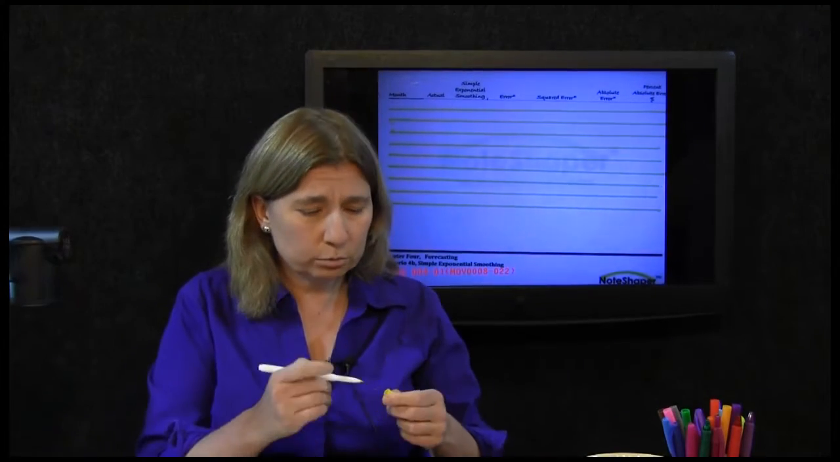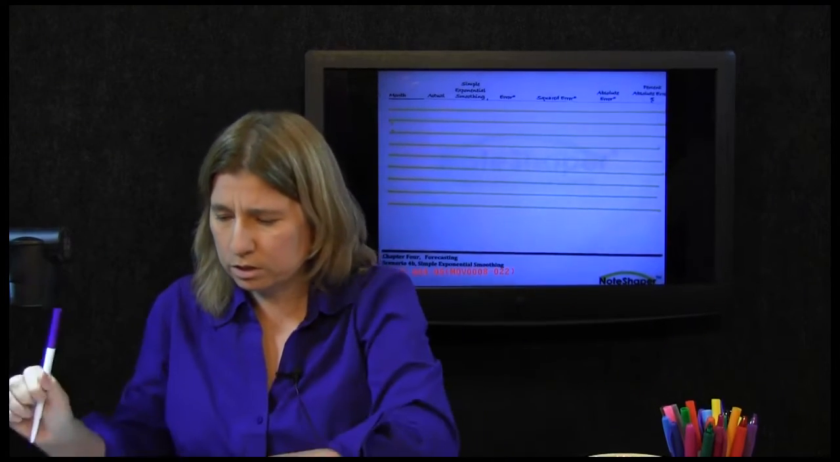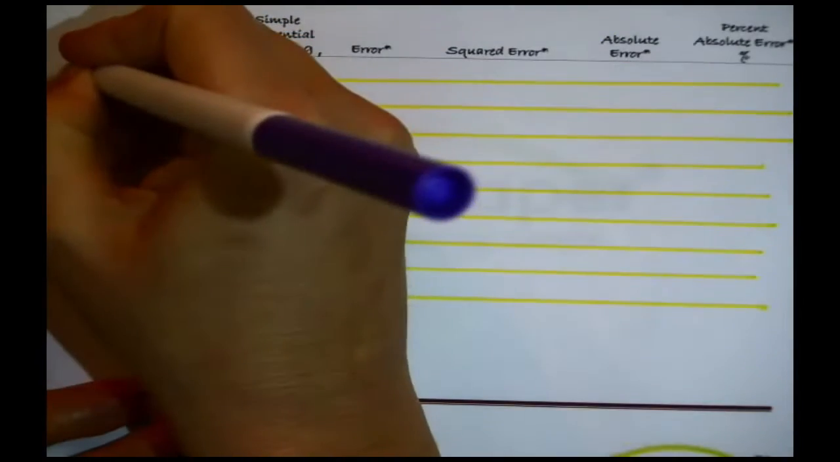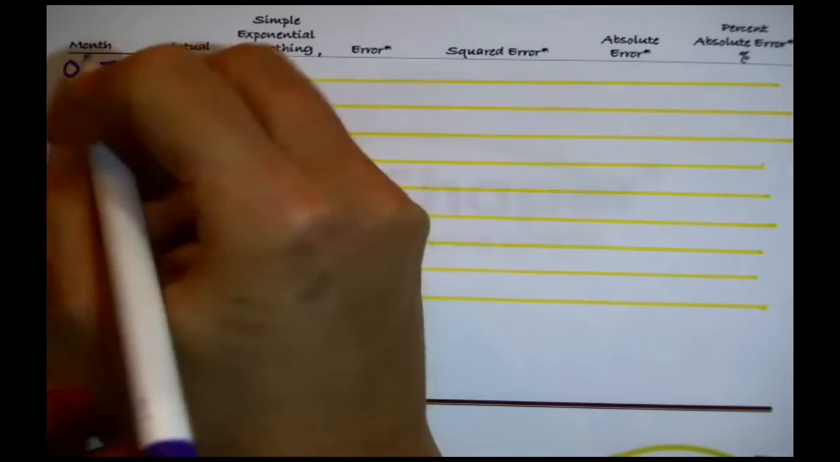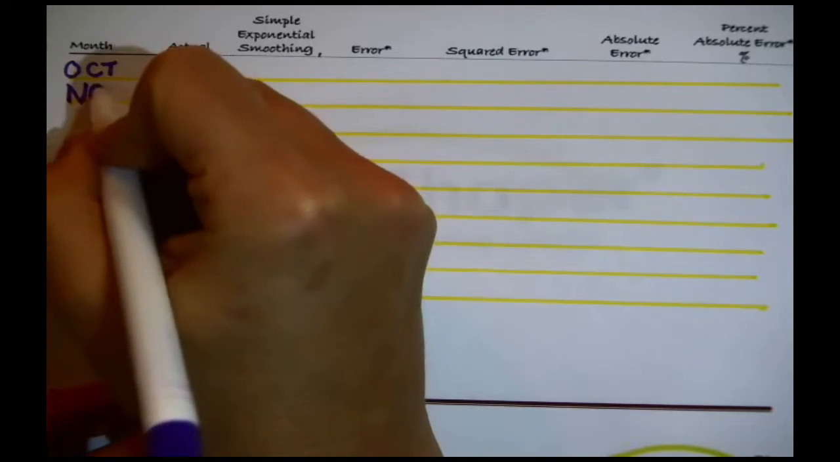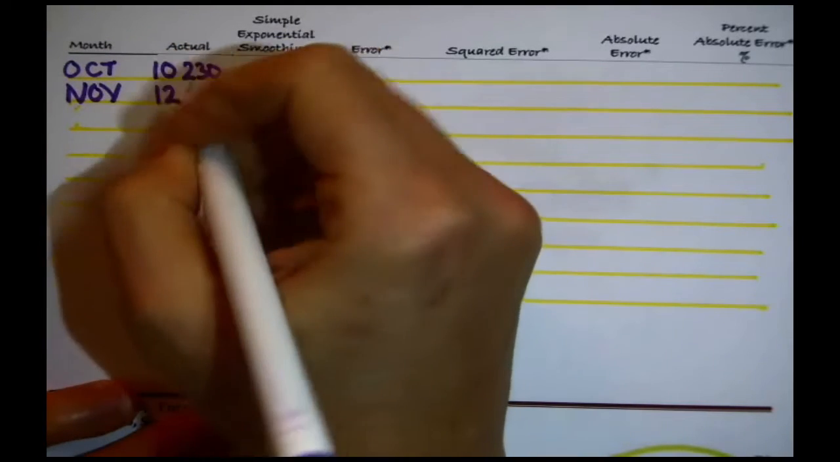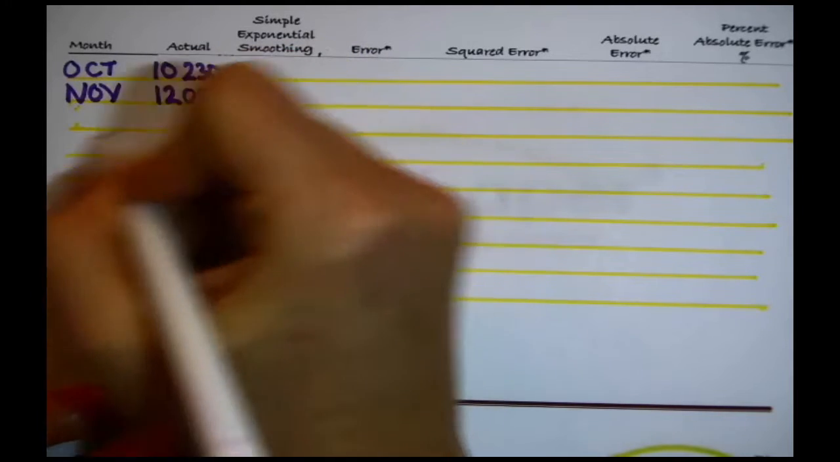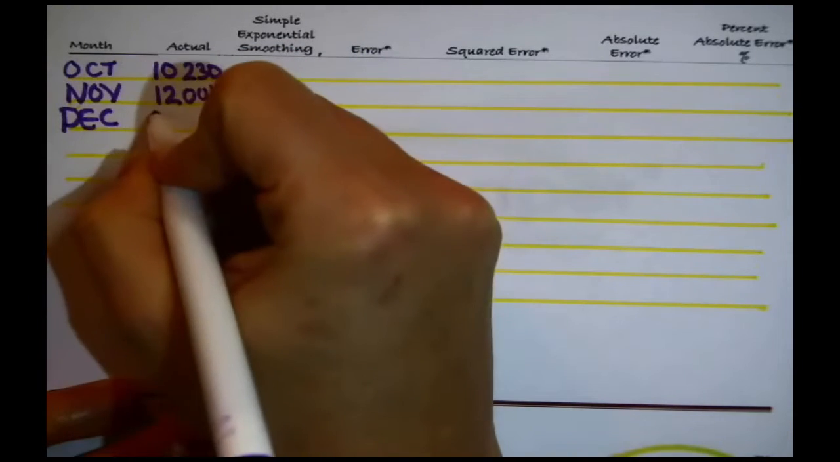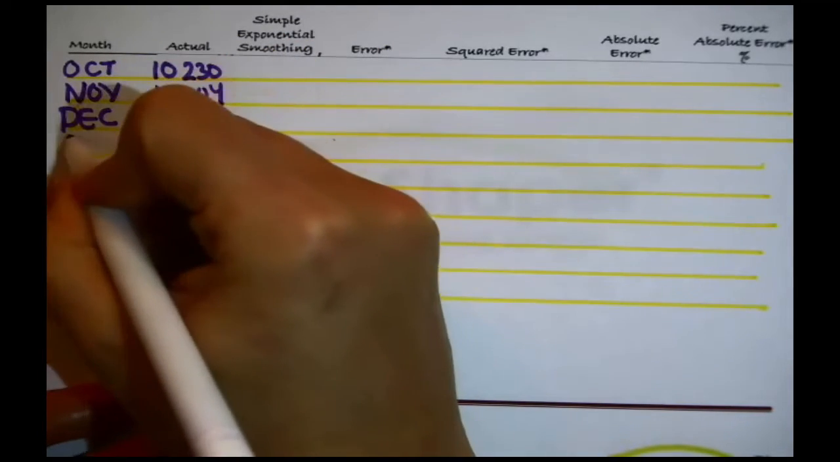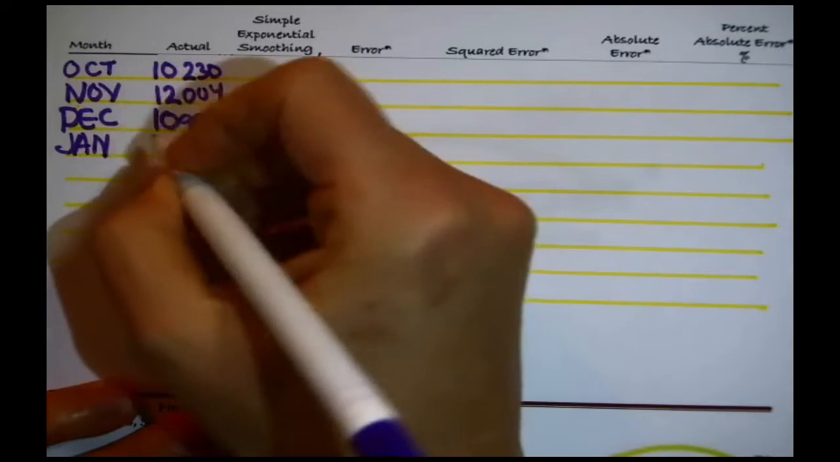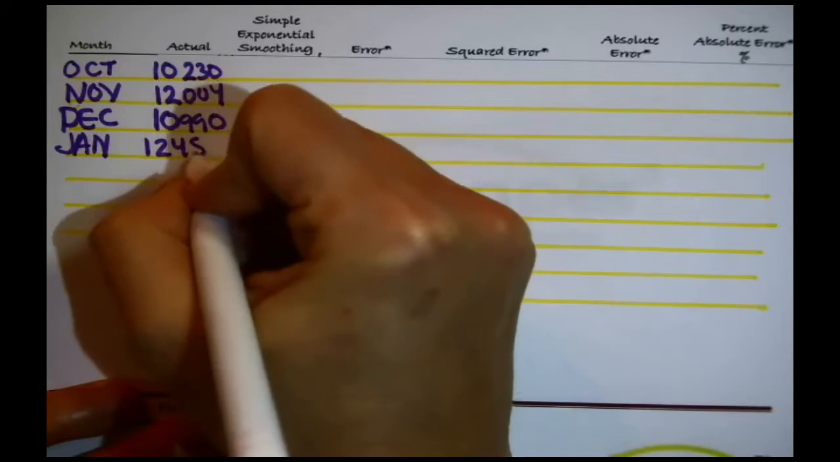Now what actually was the past data? I have that in my notes. Let's load that in next. The first month was October, and the actual was 10,230 transports. The next month, November, the actual number of transports was 12,004. The next month, December, actual was 10,990. The next month, January, the actual for January was 12,480.